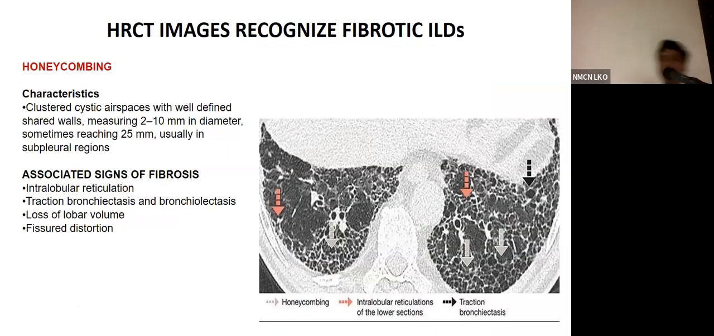Now, HRCT chest findings that designate a fibrotic ILD pattern. The most important is honeycombing. Honeycombing is characterized by the presence of clustered cystic spaces with well-defined shared walls measuring about 2 to 10 millimeters in diameter, sometimes reaching around 25 millimeters, and usually present in the subpleural region. It may be associated with other findings of fibrosis like intralobular reticulation, traction bronchiectasis or bronchiolectasis, loss of lower lung volume, and fissural and architectural lung distortion. So these are the findings that can recognize a fibrotic ILD pattern on HRCT chest.